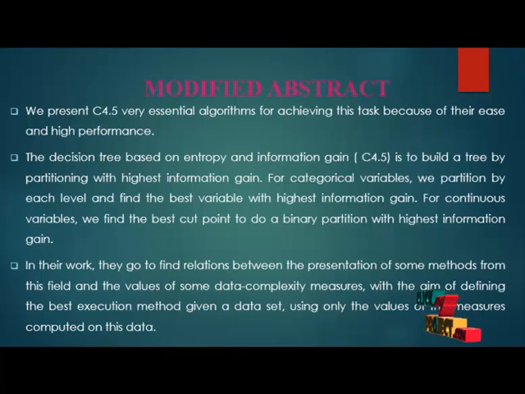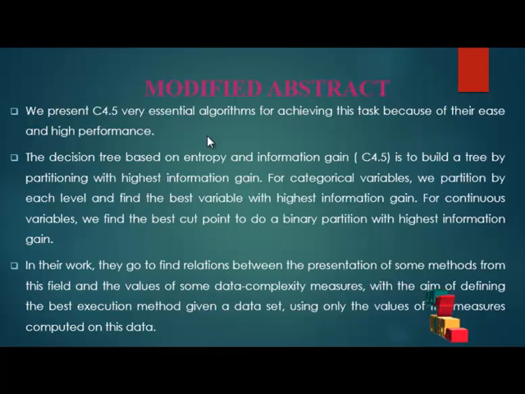Incremental techniques have been proposed in the literature survey, with many attributes simulated in the results of this paper. In our method we present C4.5, a very essential algorithm for achieving this task because of its simplicity and high performance. The decision tree is based on entropy and information gain. C4.5 builds the tree by partitions with the highest information gain, which gives more accurate attributes and results.